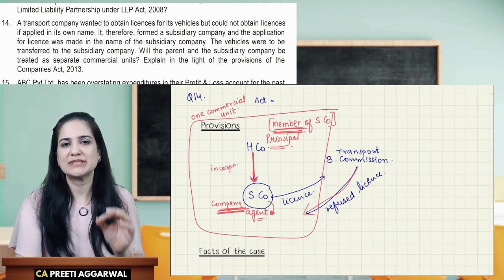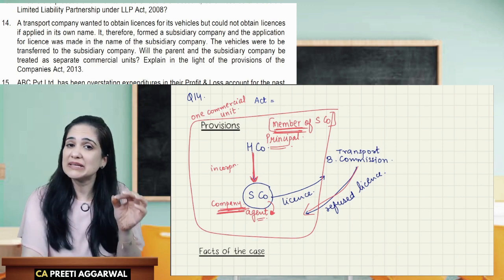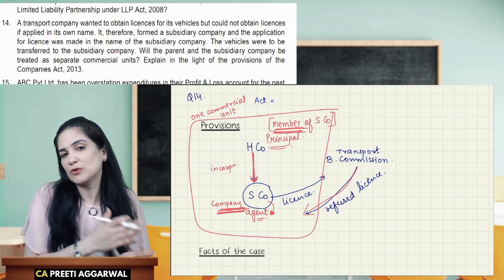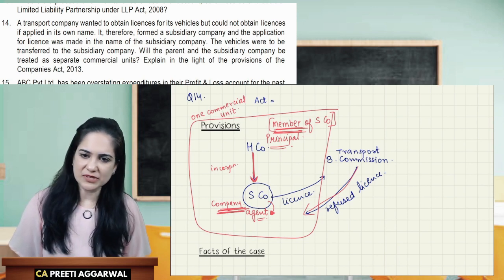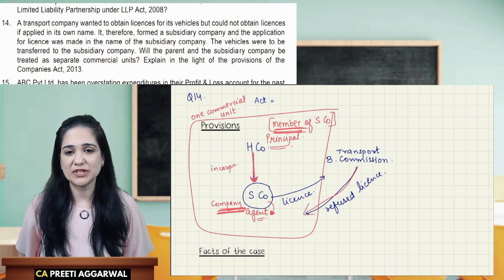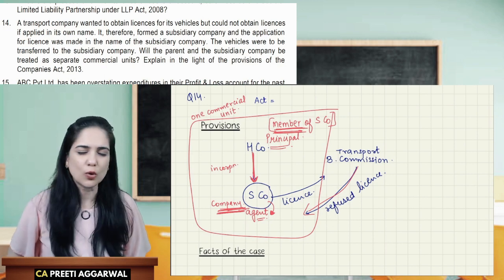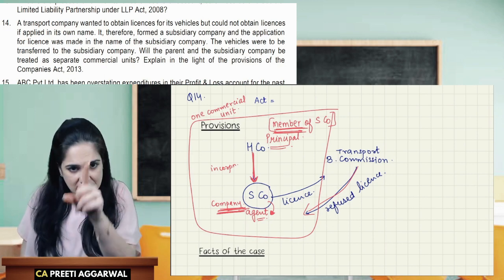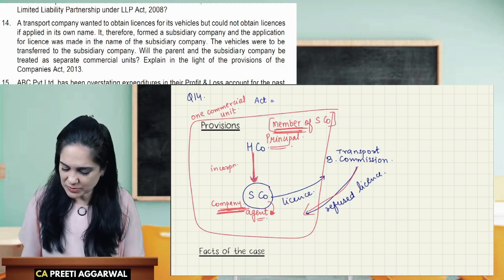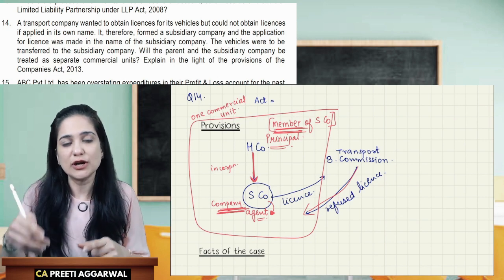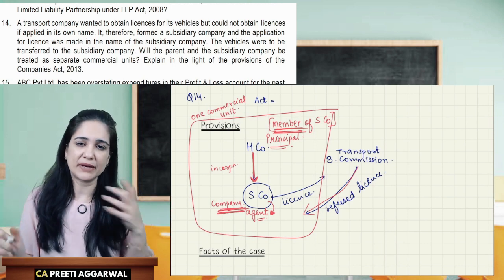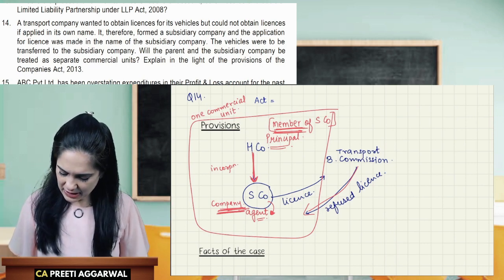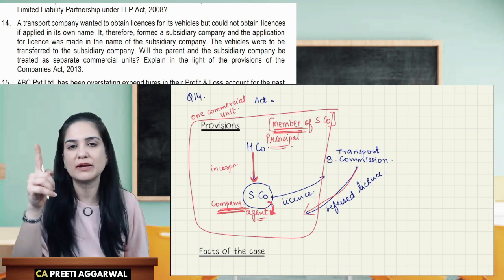Now the question is actually based on the case law, so it makes sense to write the name of the case law and also explain the case law. So the vehicles were transferred to the subsidiary company. Okay, will the parent and subsidiary be considered as separate commercial units? No. Ideally, they are. In this case, they are not, because the subsidiary is only acting as an agent for applying for the licenses on behalf of the holding company. Also, in this case, the agent will not be liable. It will be the principal who will be liable.